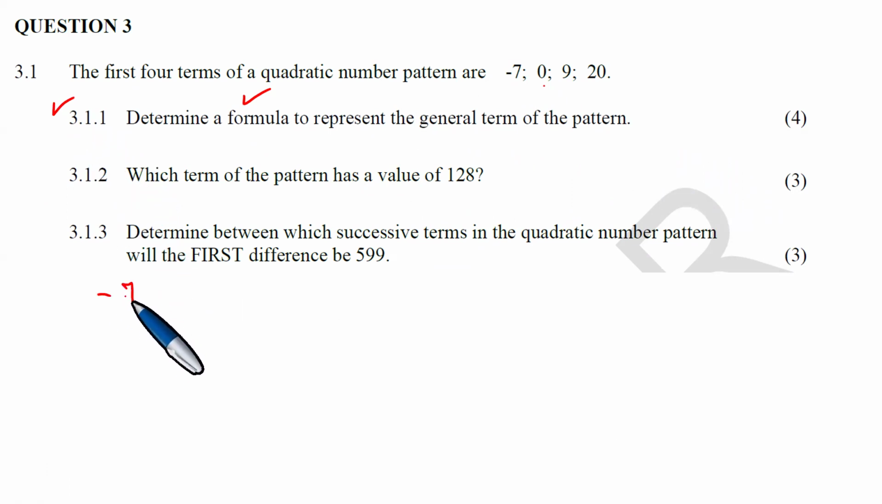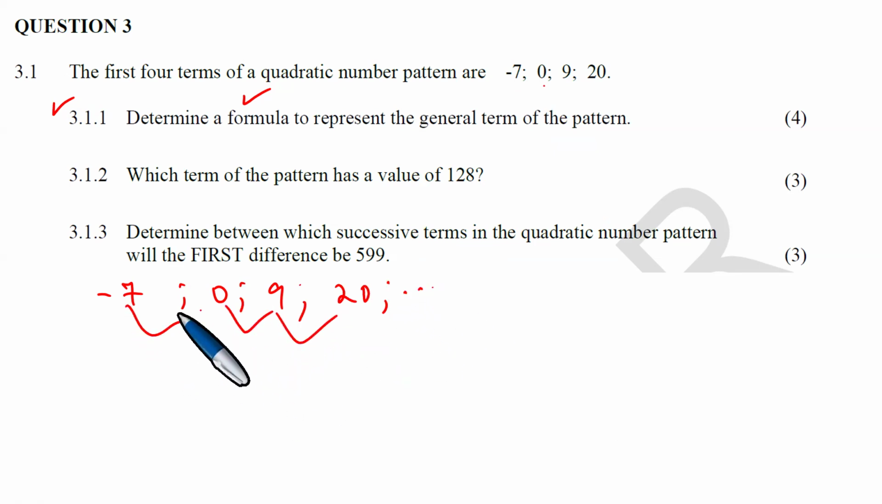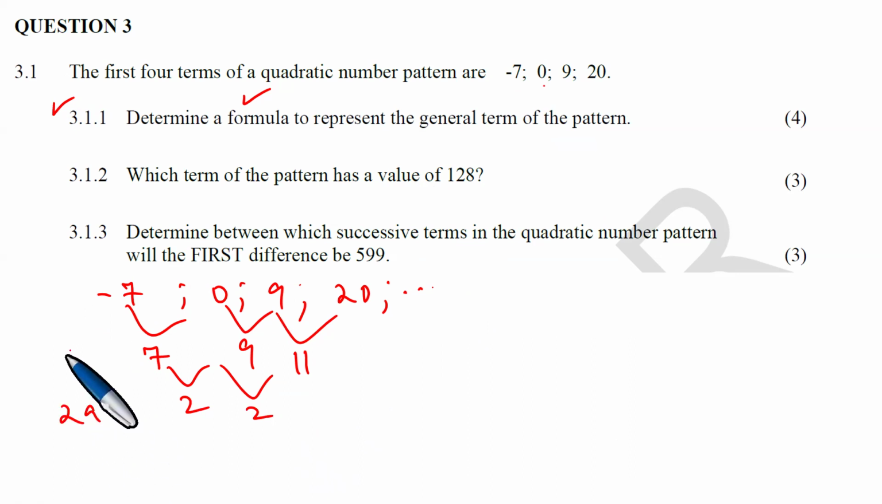Right, we're going to start with the number pattern, actually -7, 0, 9, and 20, and so on. And we're going to be in a position to say 0 minus negative 7, which is 7. 9 minus 0 is 9. 20 minus 9 is actually 11. You have these two: 9 minus 7 is 2, 11 minus 9 is 2. Right, so you have 2a equals 2. And then you have 3a plus b equals this. You have a plus b plus c equals this.